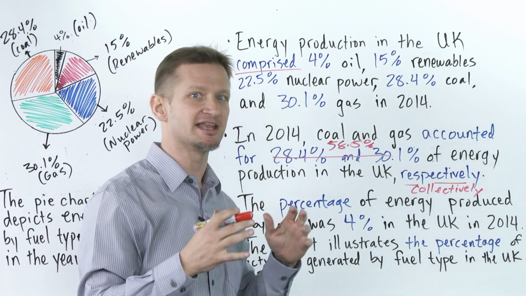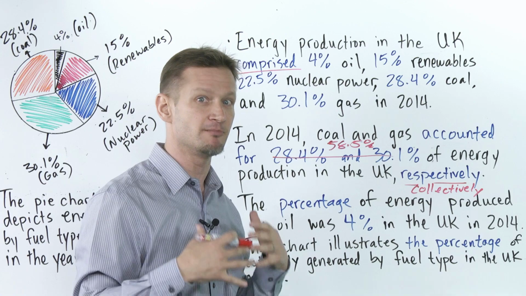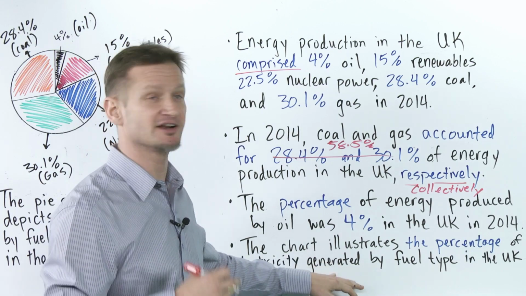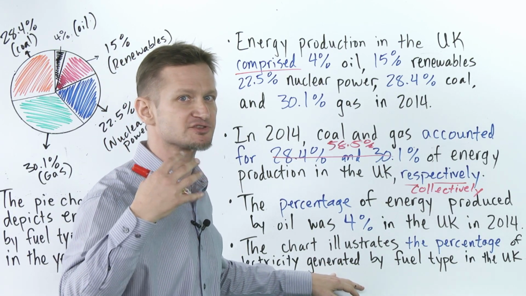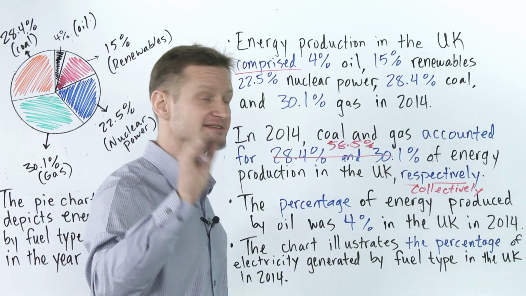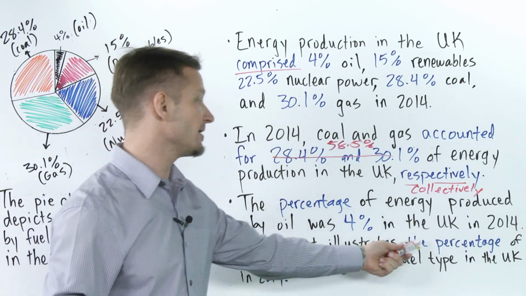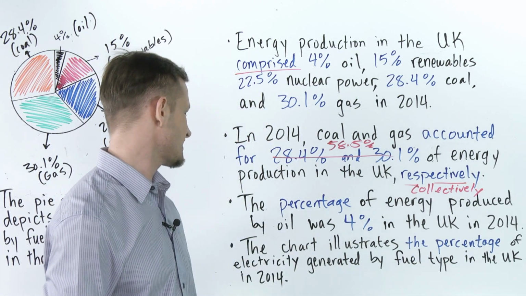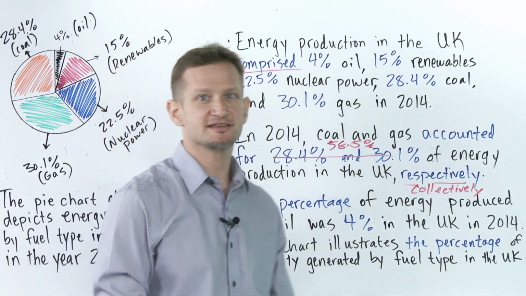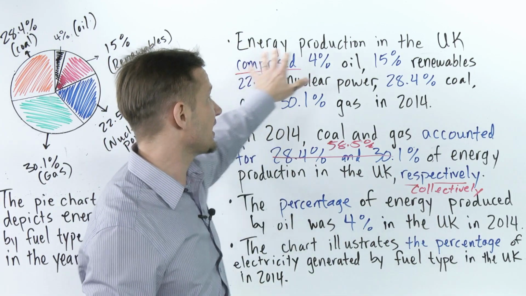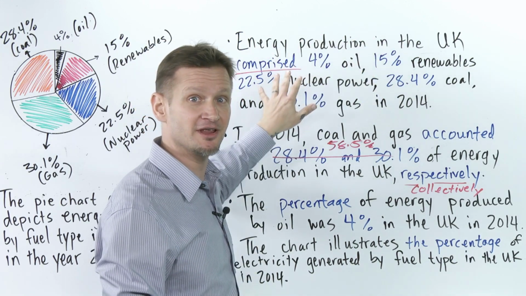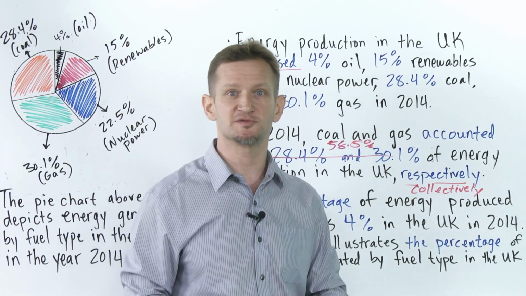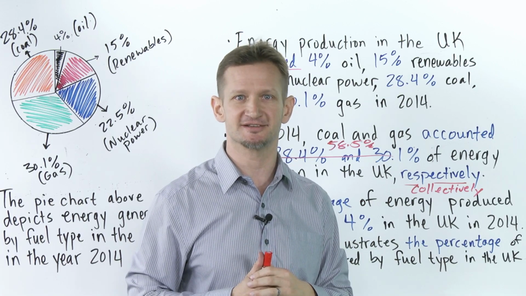But percentage you can use in a different way. You can use it in more ways than that. So let's look at an example here. This sentence is going to talk about the entire chart. It's a way to describe the entire chart in a concise way. The chart illustrates the percentage of electricity generated by fuel type in the UK in 2014. So now we know exactly what the chart's about without going through and naming the exact amount for every percent as we did in this first example. So that's another way you can use percentage.